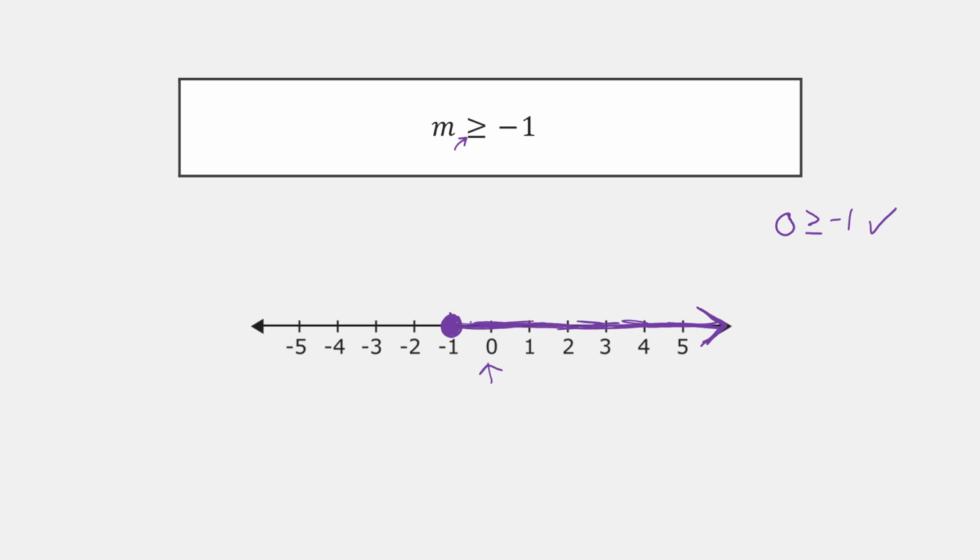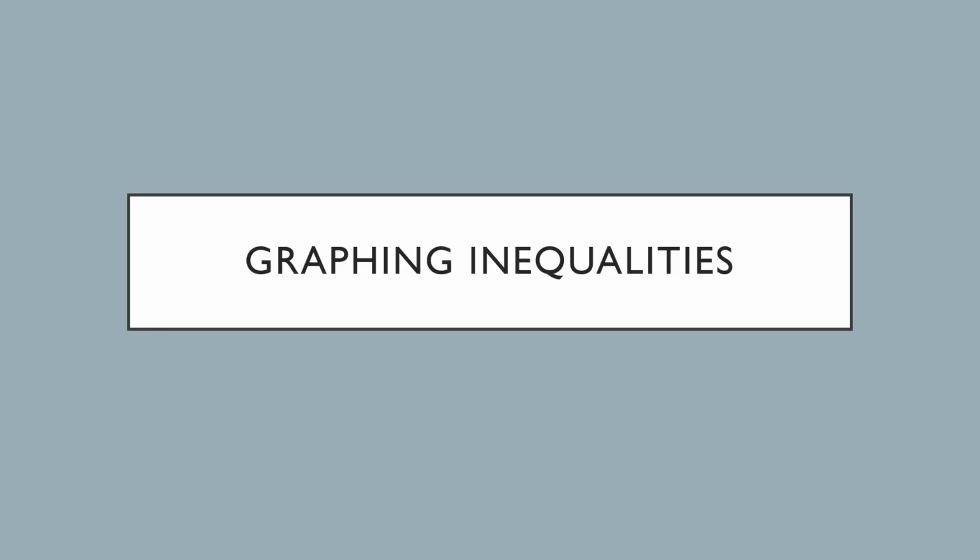If you plugged in, say, -4, we would have -4 is greater than or equal to -1, which is not true. And because that's not true, we want to shade away from -4. So -4 should not be shaded, which means we shade to the right. And that is how you graph inequalities.